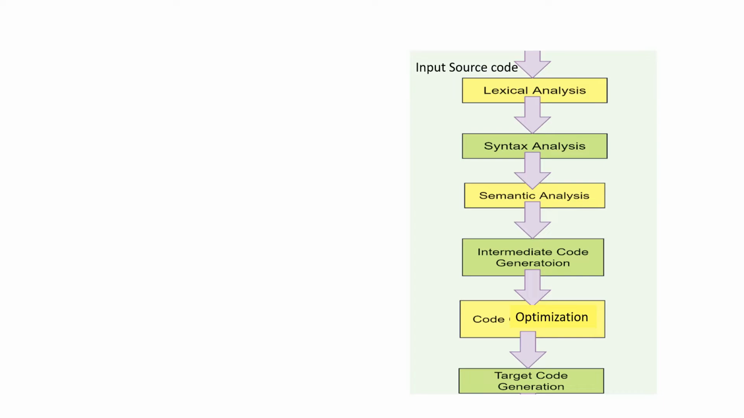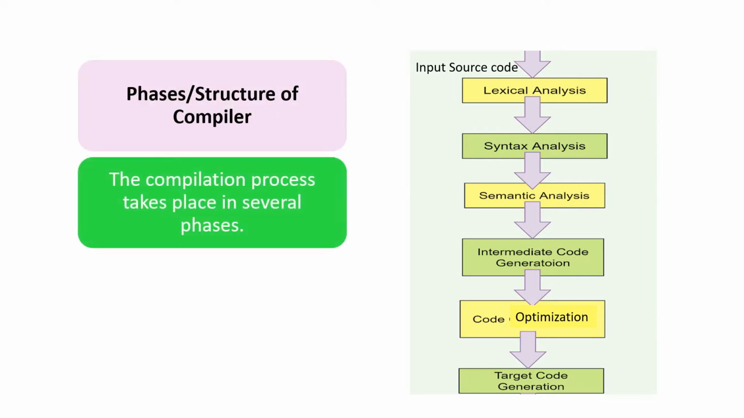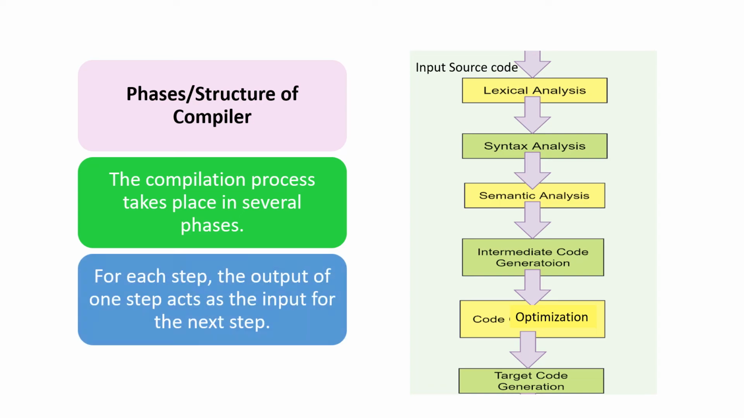And now we can see what are the phases of compiler, or we can say it as the structure of compiler. That is, the compilation takes place in several phases. For each step, the output of one step acts as the input for the next step. So we can see the phases in detail one by one.